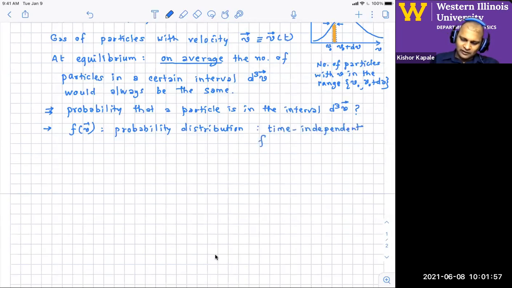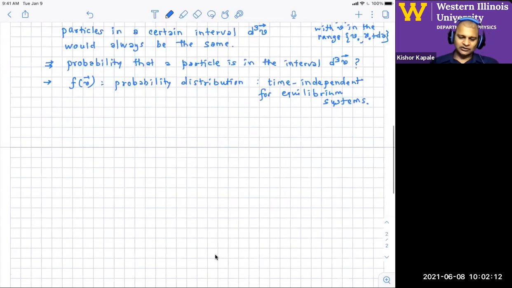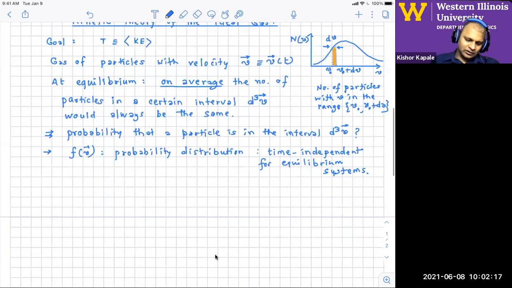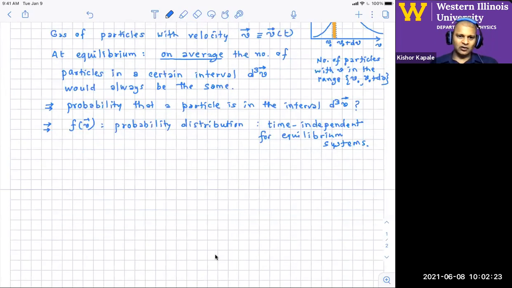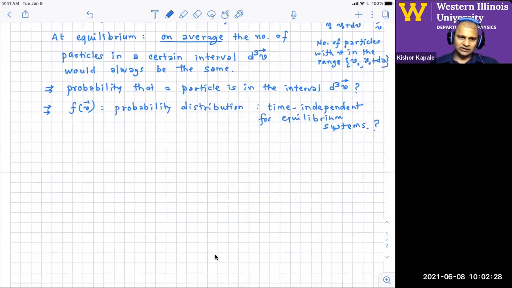For equilibrium systems. If we depart from equilibrium, it's not going to be constant, right? It's going to change with time. So we need all of this stuff. And so we're going to look at it. So our goal essentially is, if we wanted to connect T with kinetic energy, but as an intermediate goal is to find this f of v. What is this probability distribution that we're going to find?